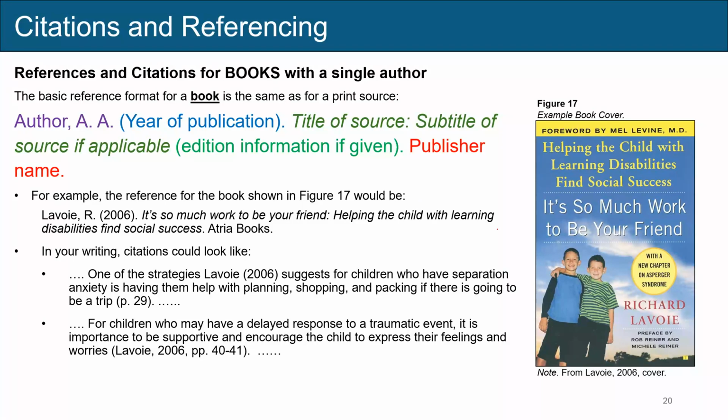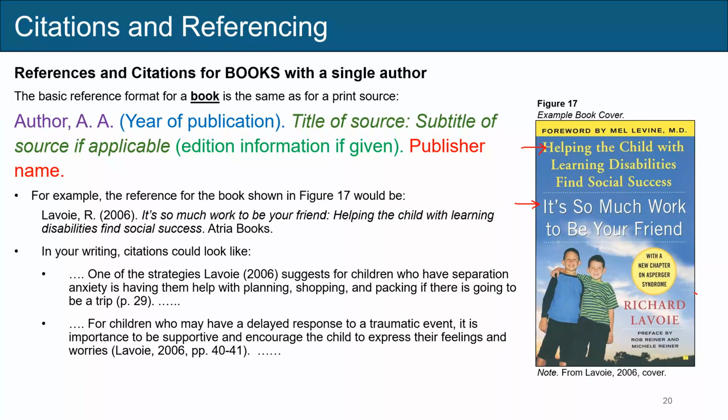So here we've got another example of a book. Here it's, It's So Much Work to Be Your Friend, Helping the Child with Learning Disabilities Find Social Success. And I've read it that way because, and this might be a little bit difficult to see depending on your screen size, this text here is a larger size than the text above it. So that means the main title is It's So Much Work to Be Your Friend, and the subtitle is Helping the Child with Learning Disabilities Find Social Success.